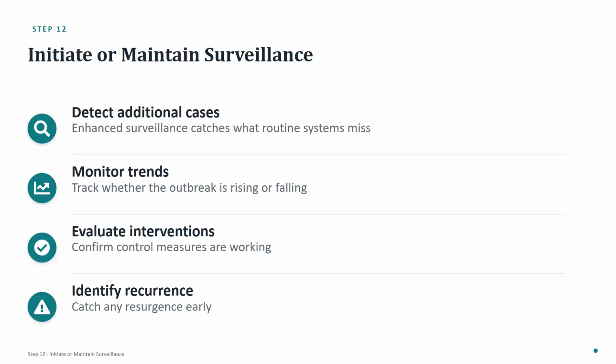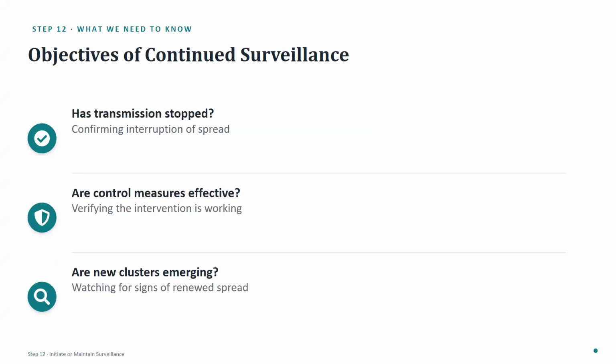So for this, we detect the additional cases, as enhanced surveillance catches what routine systems may miss. We monitor the trends. We track whether the outbreak is rising or falling. We evaluate the interventions to confirm that control measures are working. We identify the recurrence and catch any resurgence early. So the objectives of continued surveillance are: has the transmission stopped? Are the control measures effective? And are new clusters emerging or not?